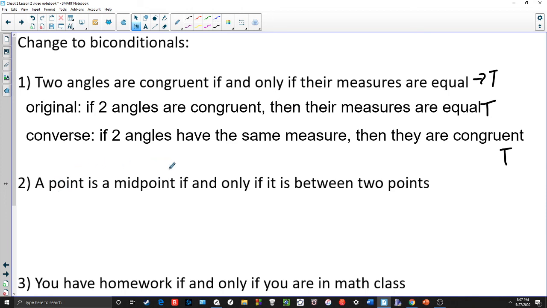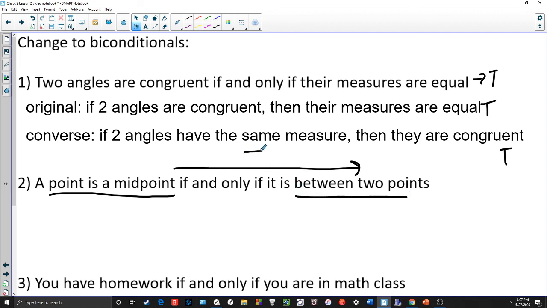A point is a midpoint if and only if it's between 2 points. So it needs to be true forwards. Forwards would be if a point is a midpoint, then it is between 2 points. And that is true. If a point is a midpoint, it has to be between 2 points. So if you have point A here and point B here, the midpoint has to be somewhere between them. You can't have the midpoint over here, for instance, because that's not in the middle of A and B.